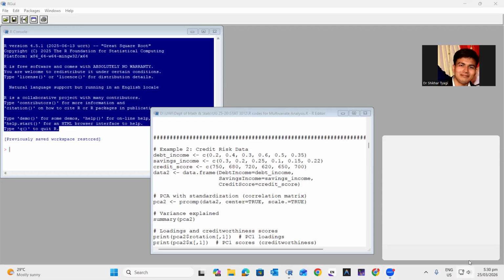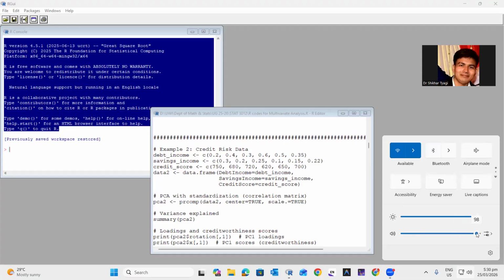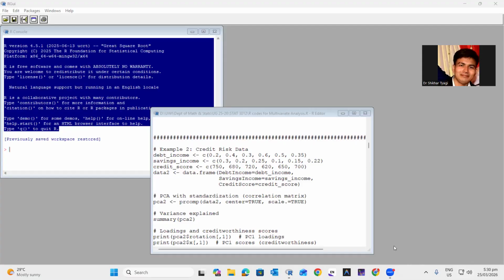Good evening, everyone. Today we are going to discuss the R code for the principal component analysis and the factor analysis. In the previous lecture, we talked about the Hotelling T square and one example of principal component analysis. Now we are going to talk about another example of principal component analysis.